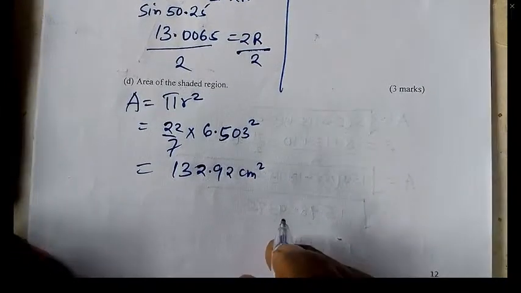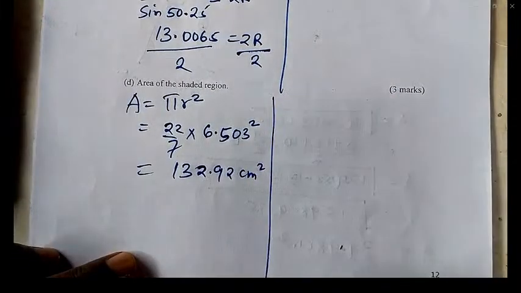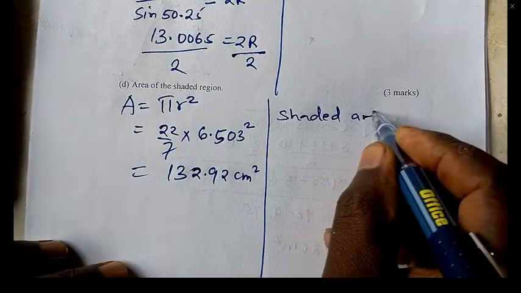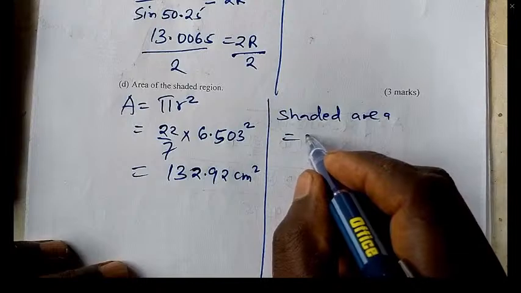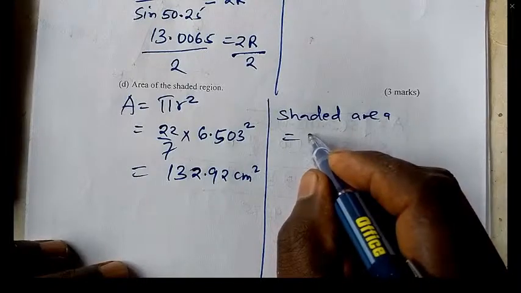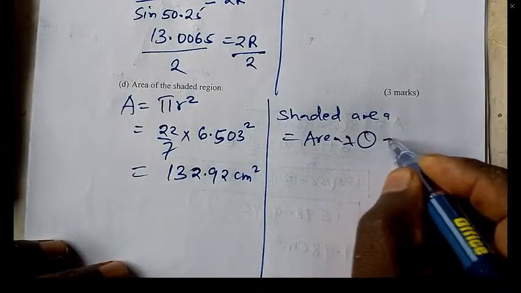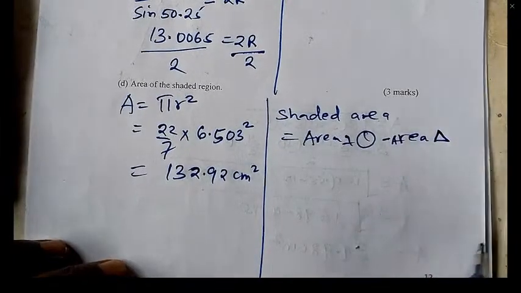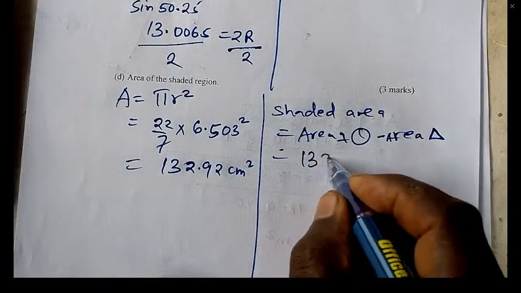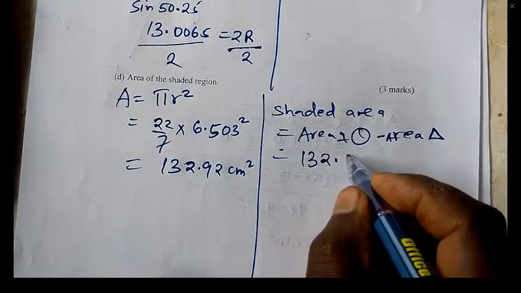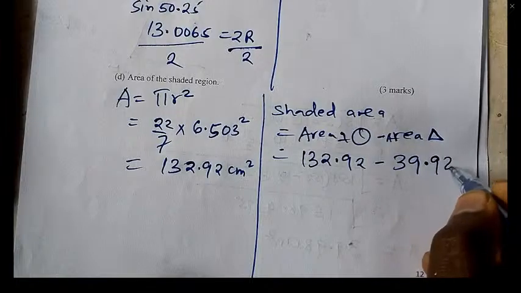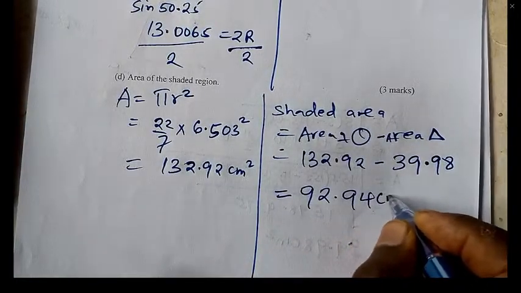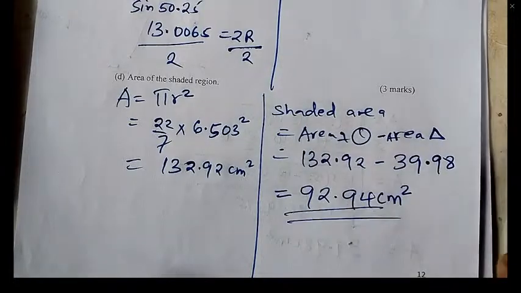So shaded area is equal to area of circle minus area of the triangle. And that one is 132.92 minus 39.98. So itatupea 92.94 centimeters square. That is the area of the shaded region.